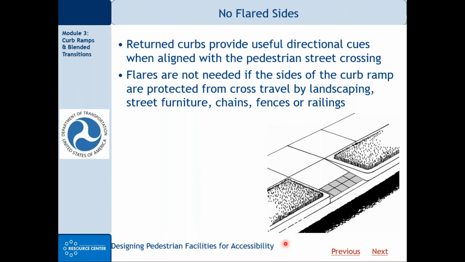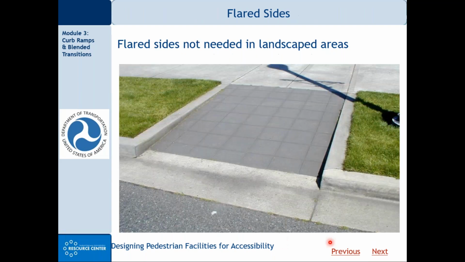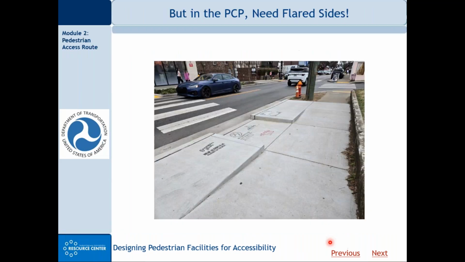What if the ramp is not in the pedestrian circulation path like you see here? Notice the ramp is in the grass strip. In that case, we can use vertical curb returns like you see here or here, although this is not a good example. It lacks detectable warning. But notice the ramp is in the grass strip. Pedestrians are not likely to walk across it, and so we can use vertical curb returns. But I would caution, be careful in doing that. Where the ramp is in the pedestrian circulation path, you need flared sides.